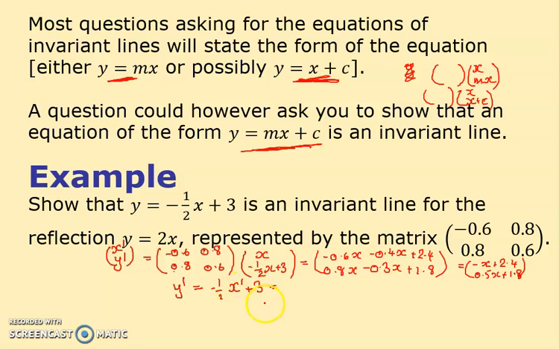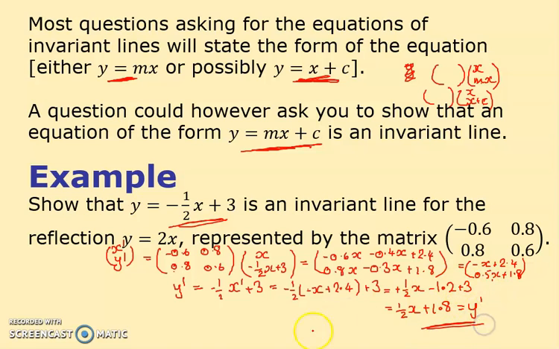So if this rule is true, that this is an invariant line, this should now give me this when I substitute the x dash into it. So let's go for it. It's minus a half of, what was my x dash? It was minus x plus 2.4, plus 3. And that gives me plus a half x. A half of 2.4 is 1.2, so that's minus 1.2 plus 3. That gives me a half x plus 1.8, which is clearly the same as that, which is y dash. Yeah, it's worked.